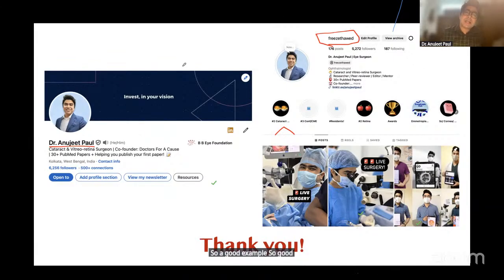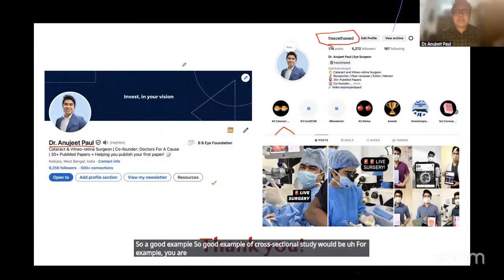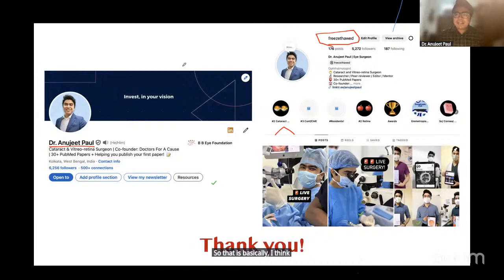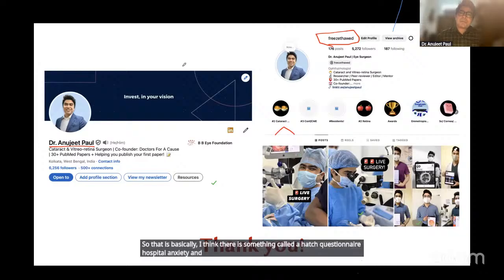A good example of a cross-sectional study would be, for example, you are taking many patients with diabetes mellitus, and you decide to give them a questionnaire suddenly during their visit and ask them whether your long-standing history of diabetes and your medication for diabetes is causing you anxiety and depression. I think there is something called a HADS questionnaire, the Hospital Anxiety and Depression Scale. So suppose you take every patient that comes to your OPD and you make them fill up this questionnaire, and then you take the results of the questionnaire.